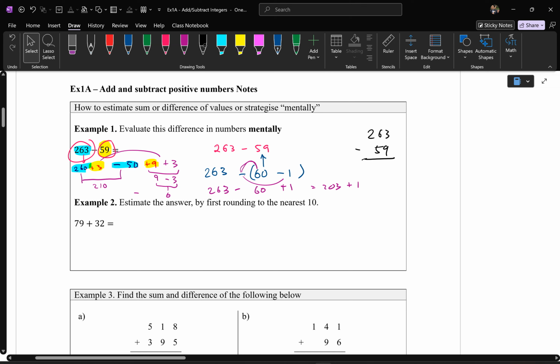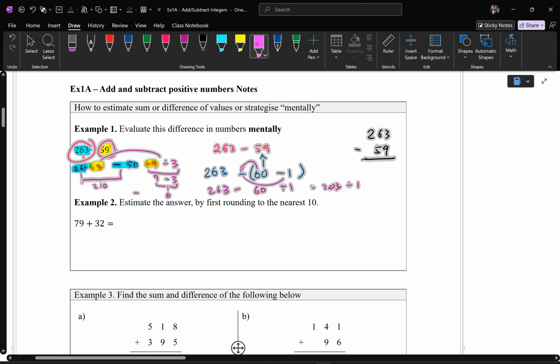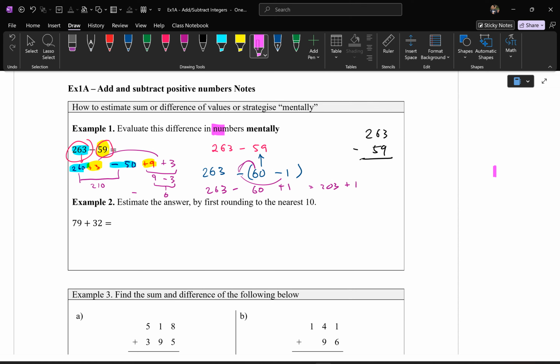Let's go to the next one. Estimate the answer. So notice the difference between the question. They said numbers mentally, solving it mentally, versus estimate. What's the difference between estimate and then solving mentally? Estimate is like close to, well, mentally is like the answer. Correct. When you do a question, if it asks mentally, you have to get the actual answer. Estimate, you don't. You can estimate it, so you can be slightly off.